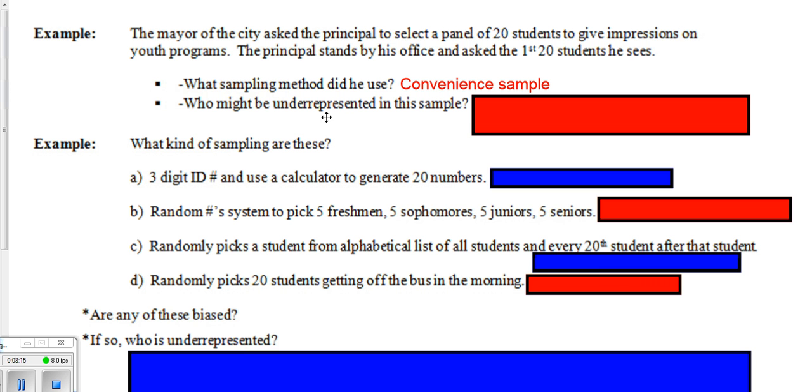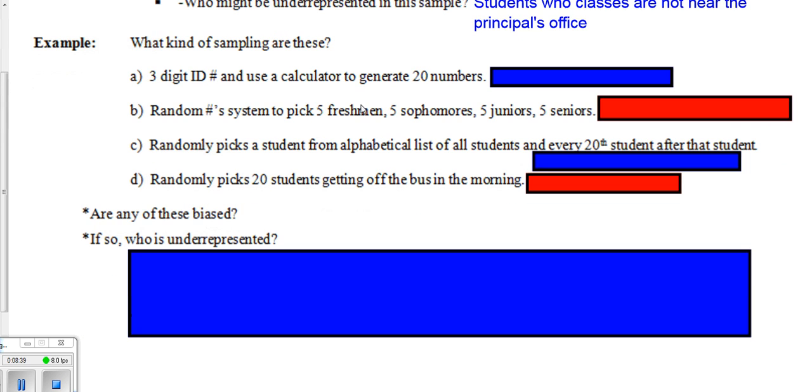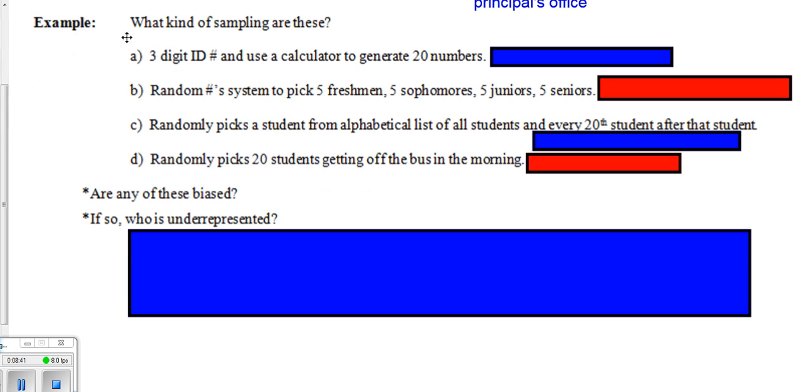Who might be underrepresented in this sample? Who doesn't really get a voice in this case? Well, that would be any student whose classes are not near the principal's office. If they weren't walking near his office, he wouldn't have had a chance to ask them if they want to be a part of this. So students whose classes are not near his office would be underrepresented in the sample. So that shows there would be some bias in a convenient sample. Let's look at some other examples.